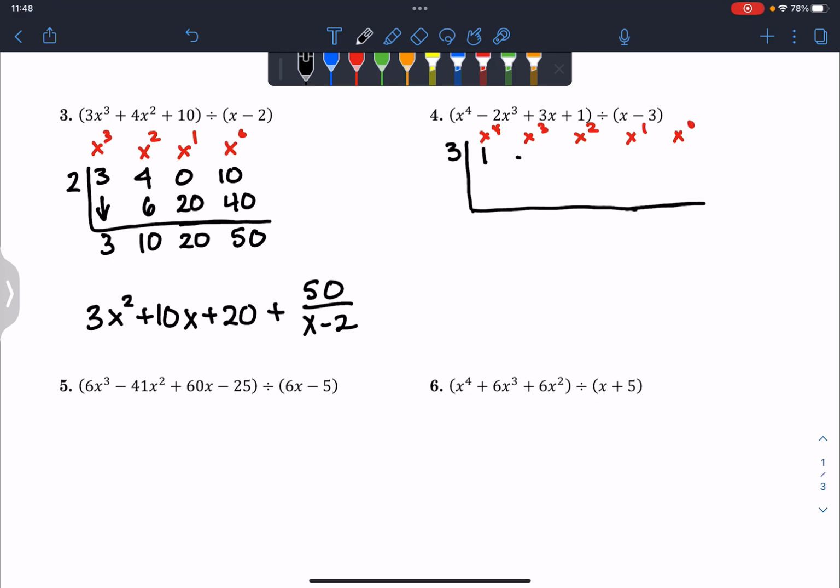X to the 3rd power has a coefficient of -2. X to the 2nd power isn't on there, so that number is going to be 0. And the coefficient of x to the 1st, that's 3. And x to the 0 power is our constant, is this value right there. So we put 1 there.